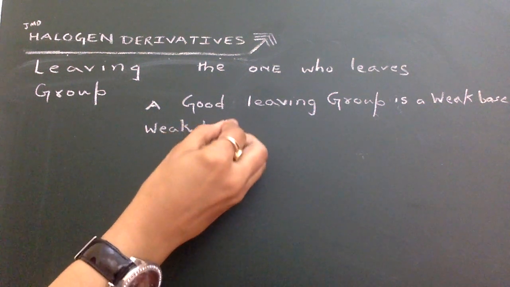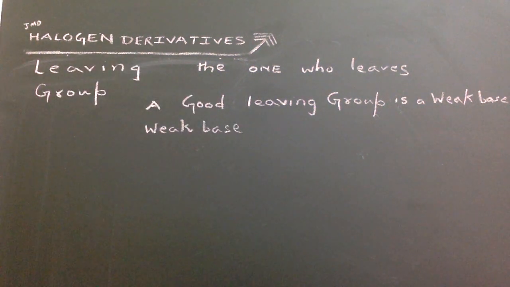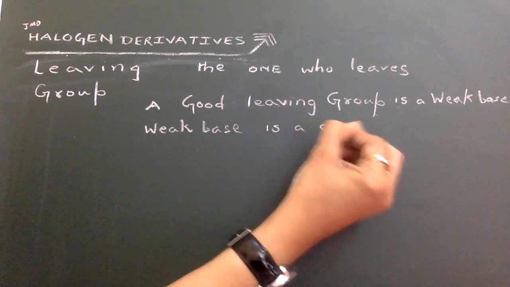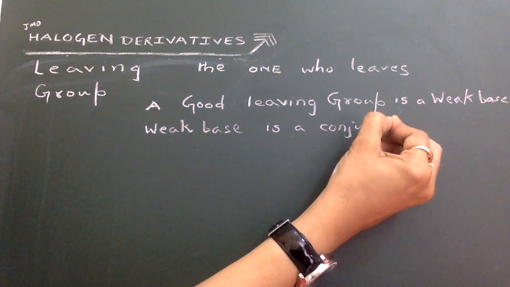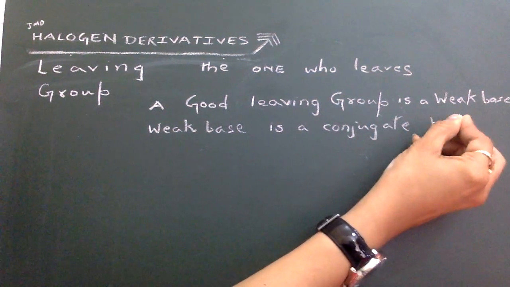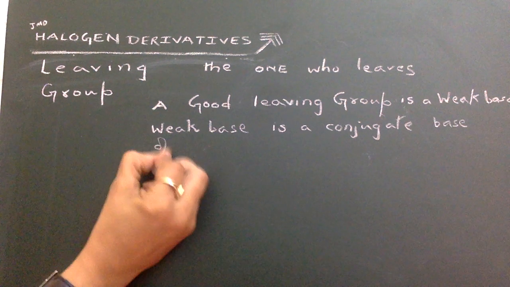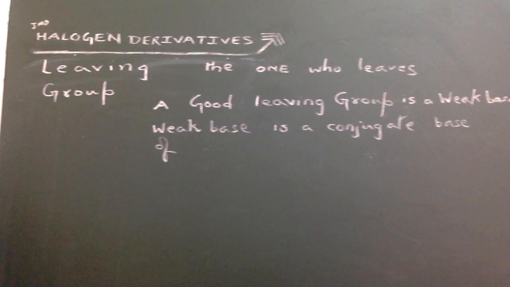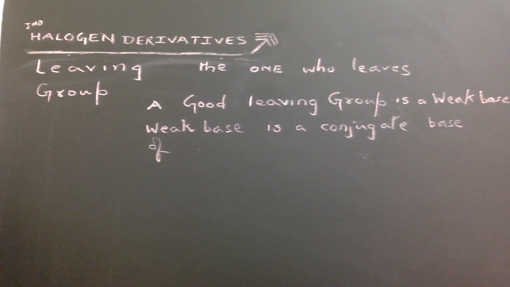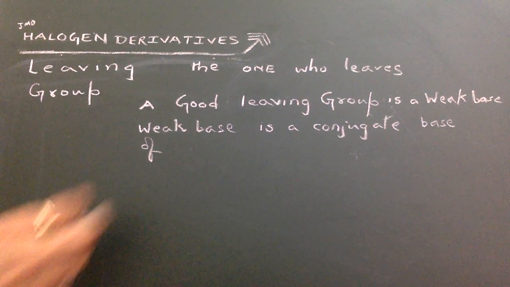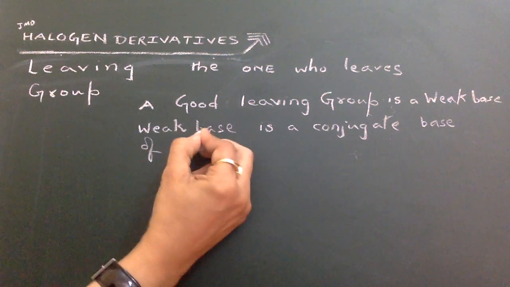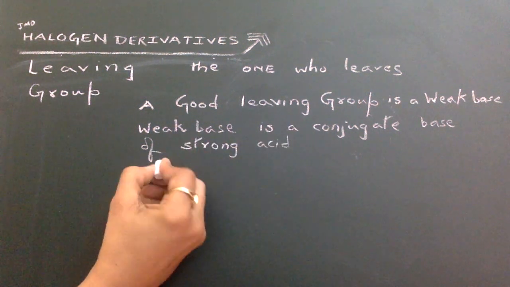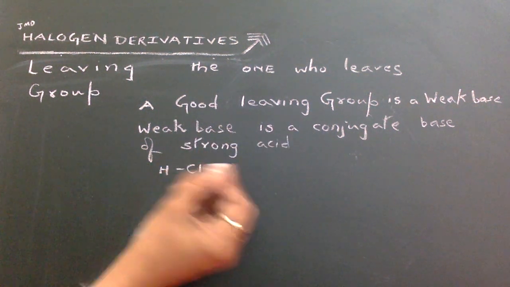Weak base is actually the conjugate base of a strong acid. Say for example, I take the acid HCl, which is a very strong acid.